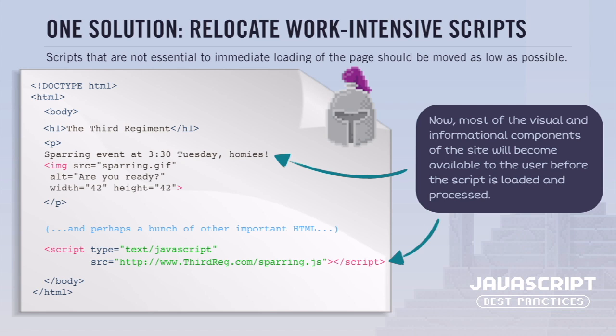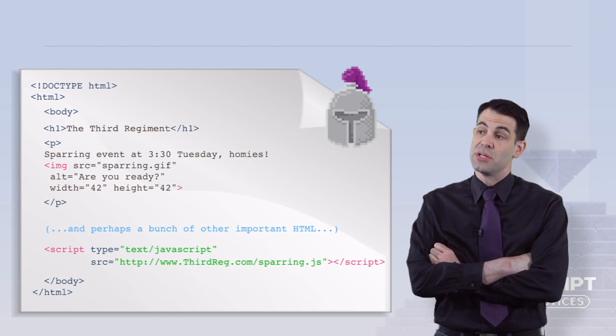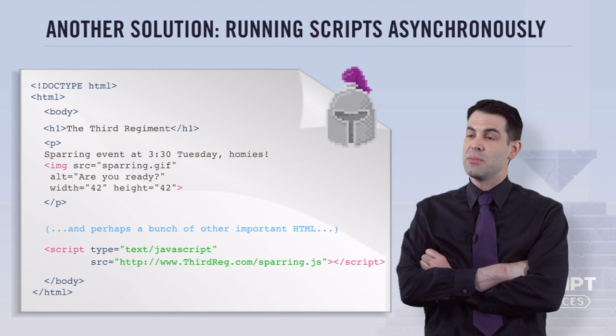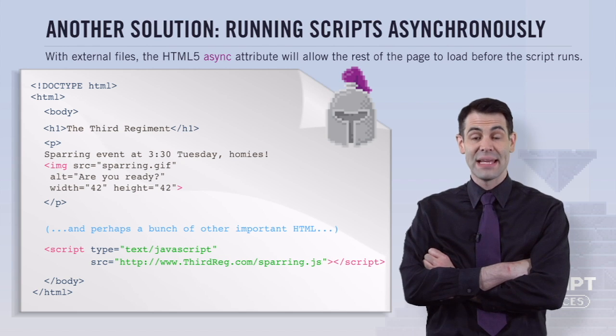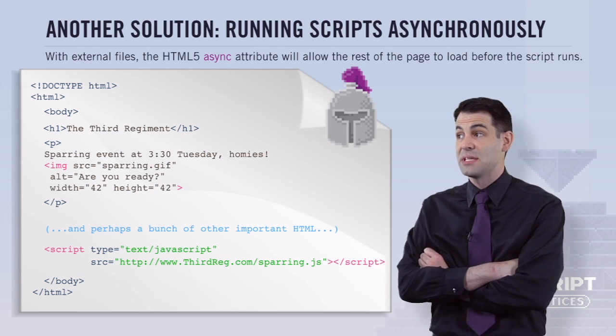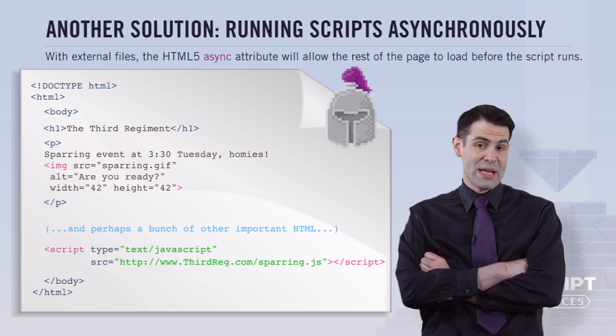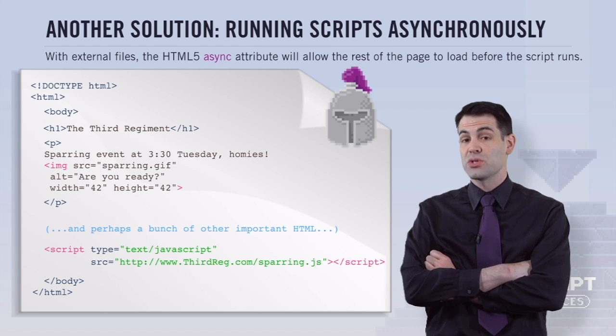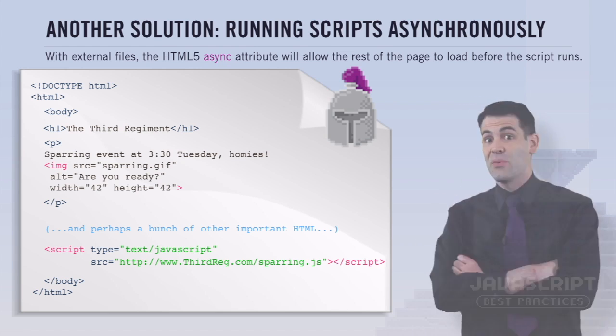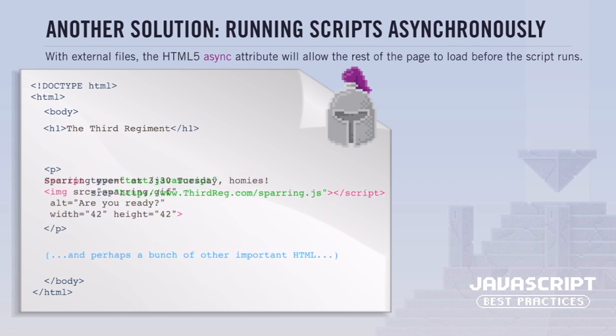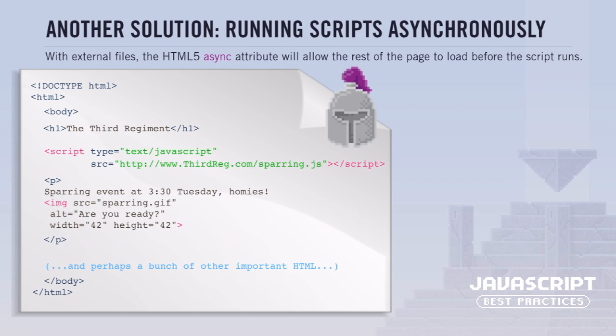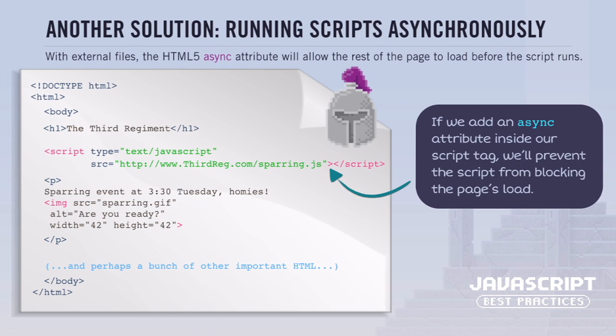Very valuable. A second short solution for this kind of problem is to use the HTML5 async attribute inside of your script tag, which will allow the rest of the page to load before the script actually runs. So let's examine that one too. We'll push our paragraph back down, and we'll move our script back to its original location. Now what we're going to do is add an async attribute inside that tag, and that's going to prevent the script from blocking the page's load for the rest of the page.